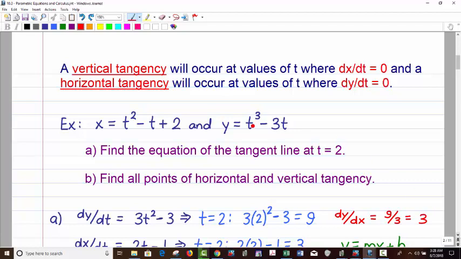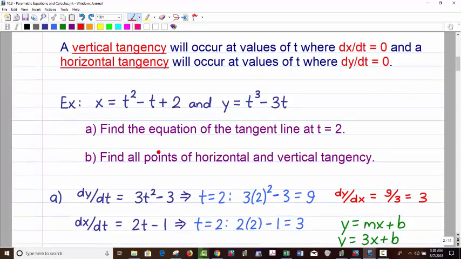So to find vertical tangents, we're looking for values of t where dx dt equals 0, and a horizontal tangent will occur at values of t where dy dt equals 0. So let's give this a whirl and see what happens. And also, I'm going to throw in, we're going to find the equation of the tangent line at t equals 2. So that means we will need to find the derivative that we just learned how to do.